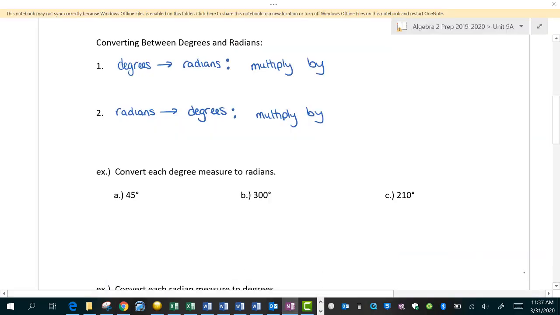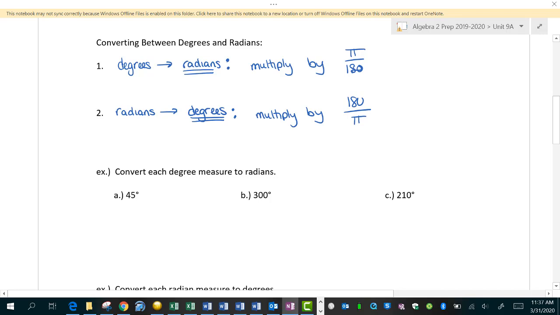Okay, so now we're going to talk about how to convert between degrees and radians. So if I want to go from degrees to radians, I'm going to multiply by pi over 180. Whatever you want your answer in, that's what should go in the numerator. So since I want my answer in terms of radians, I want pi in the numerator, 180 or degrees in the denominator. Likewise, if I want to go from radians to degrees, then I'm going to multiply by 180 divided by pi, because I want my answer in degrees, so that should go in the numerator.